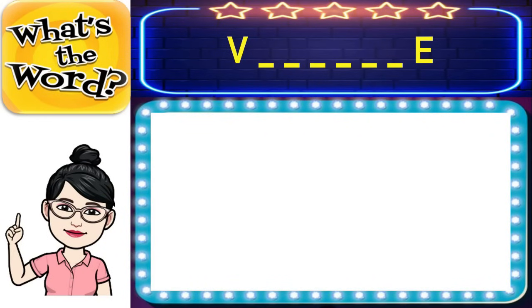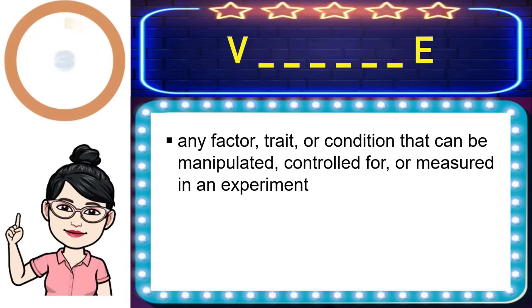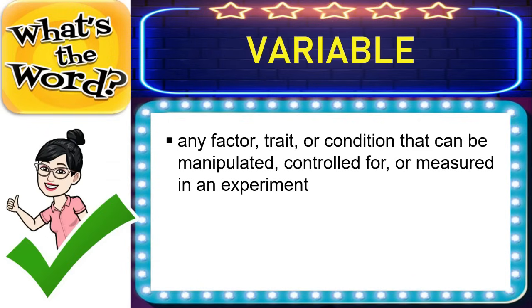Next word na tayo. Any factor, trait, or condition that can be manipulated, controlled for, or measured in an experiment. The answer is variable.